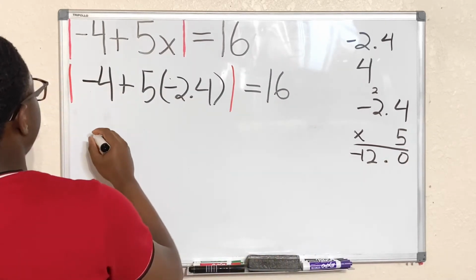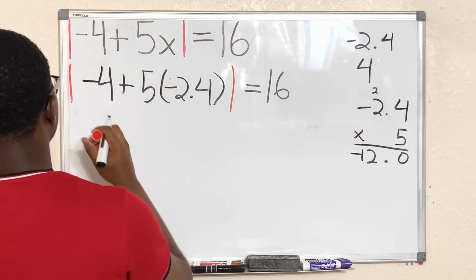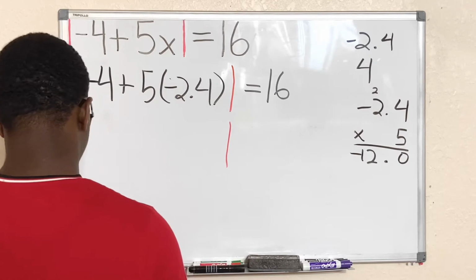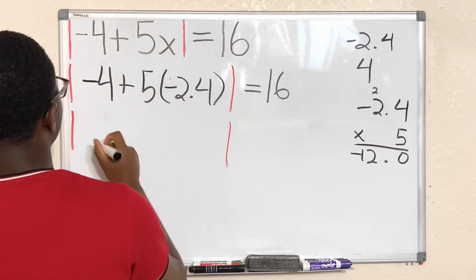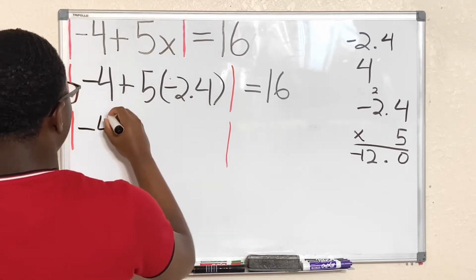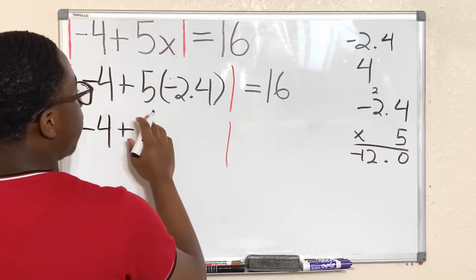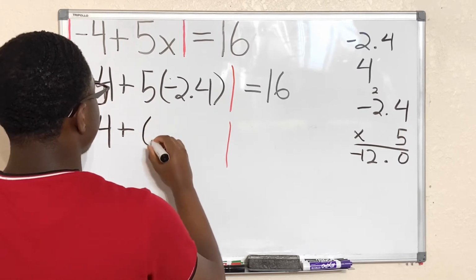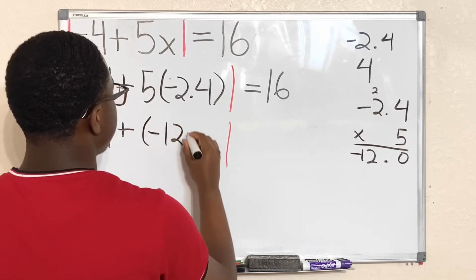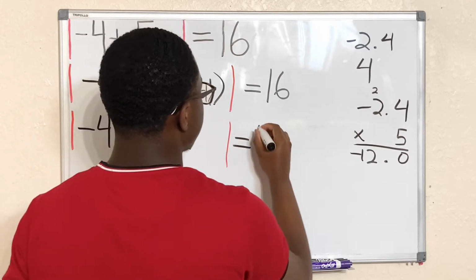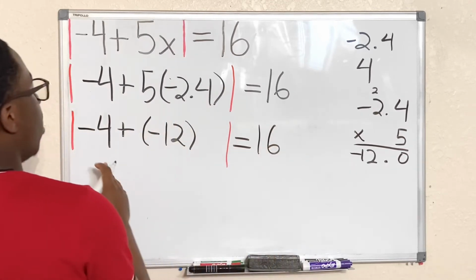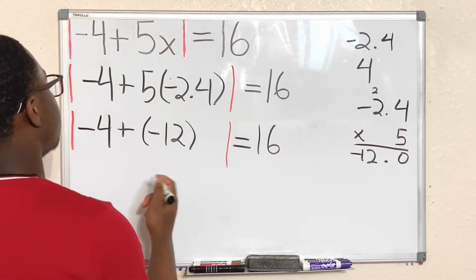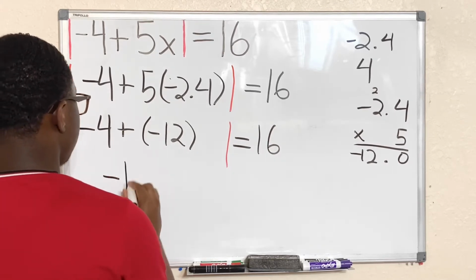So we're going to bring everything down. Let's start off with our absolute value. And we're going to have our negative 4 plus our 5 times our negative 2.4, which is a negative 12. So we have our negative 12 with all that equaling 16. Now our negative 4 plus our negative 12, or the same thing as negative 12 minus 4, is going to give us a negative 16.